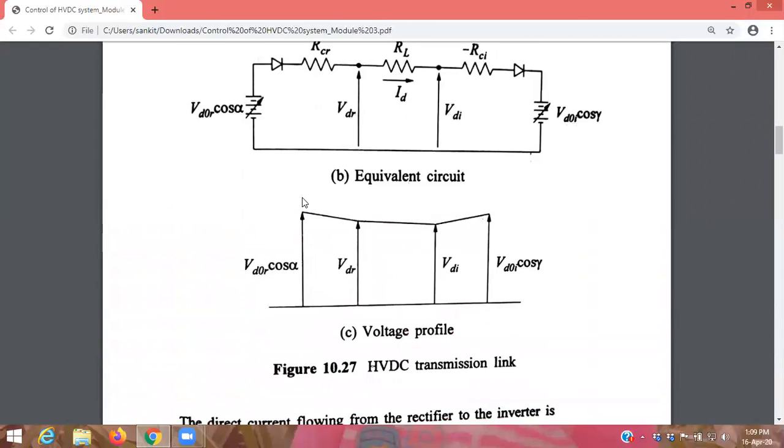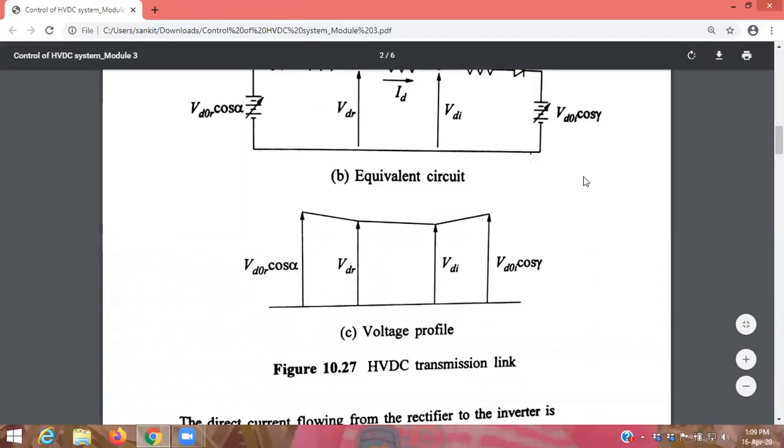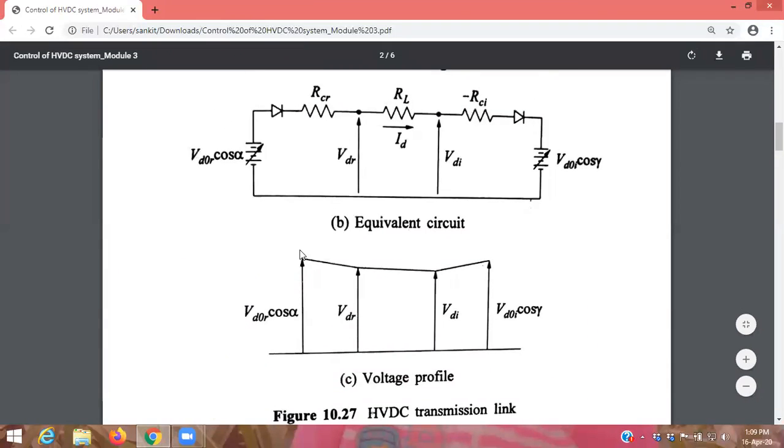You see, VD0 cos alpha. Now from here there is some voltage drop due to this RCR. So this is the VD0 magnitude, suppose VD0 cos alpha. Due to this voltage drop, there is some drop in voltage, and we get this VDR. Now, throughout this line, this voltage is almost constant, with a slight voltage drop. Now from VDI, we get this voltage as minus, so this voltage will be added to this one. So this gets increased to VD0 cos alpha.